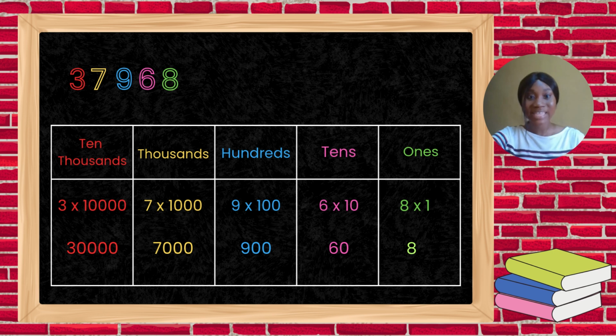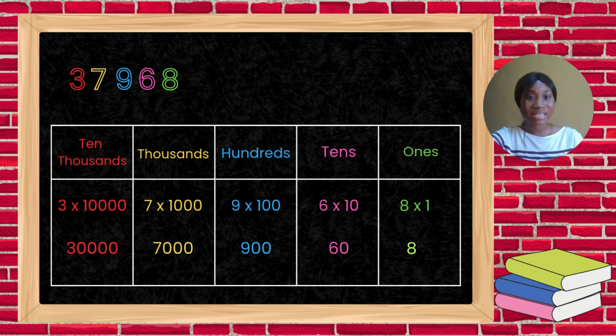So I have 9 times 100, and that gives me 900. So the name of that digit 9 in this number is going to be 900. And I have 7 in the thousands place, so 7 times 1,000, and that gives me 7,000. So the value and the name of digit 7 in this number is 7,000.